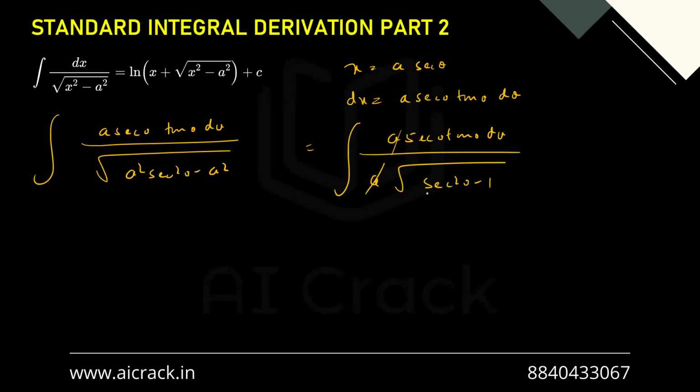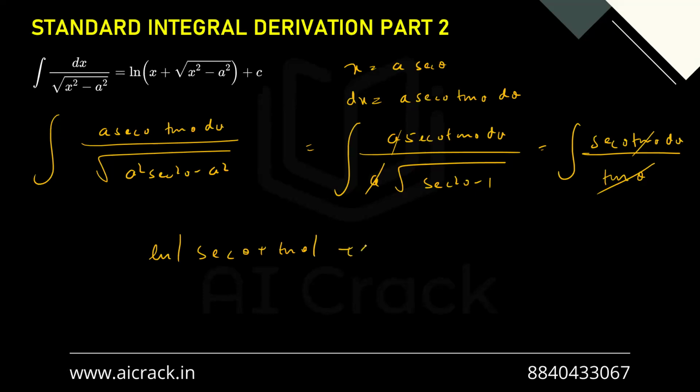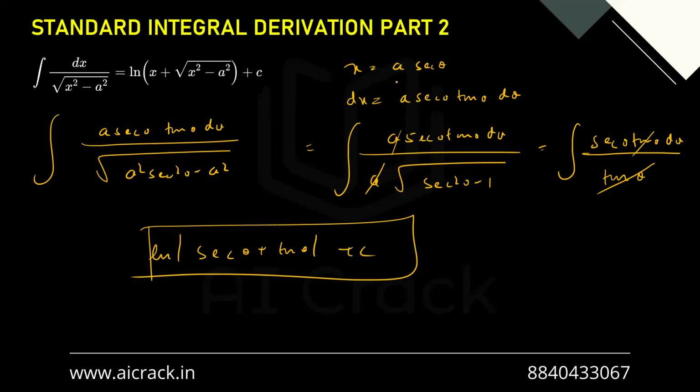Now we know that sec square theta minus 1 equals tan square theta, right? So this actually becomes sec theta tan theta d theta divided by under root tan square theta, which is nothing but tan theta only, assuming that we are following the domain restrictions. So this and this get cancelled out. So what we have got is integral sec theta. Now we know that integral sec theta is ln of modulus of sec theta plus tan theta plus c. Now this is our final answer. Now we know that sec theta is x by a, so we can write this as x by a.